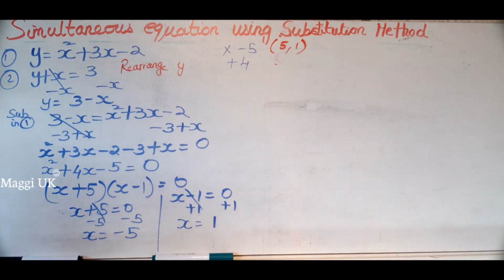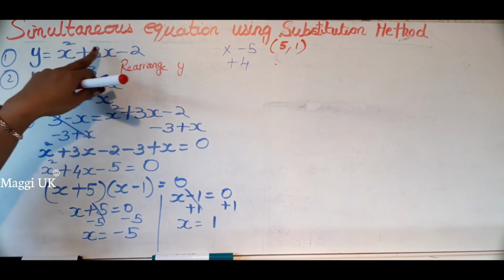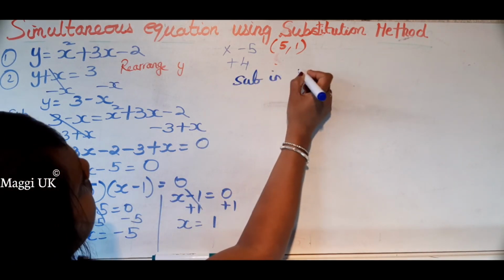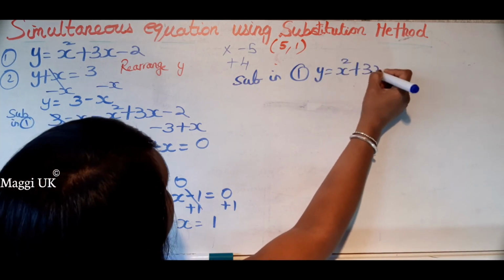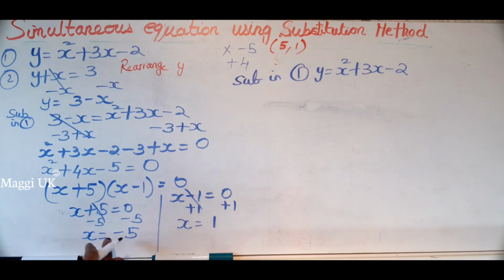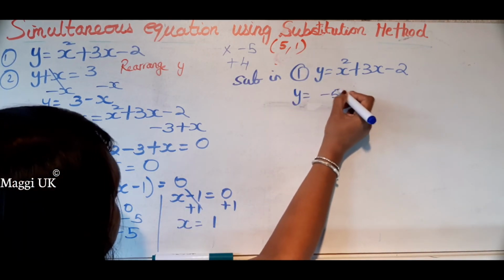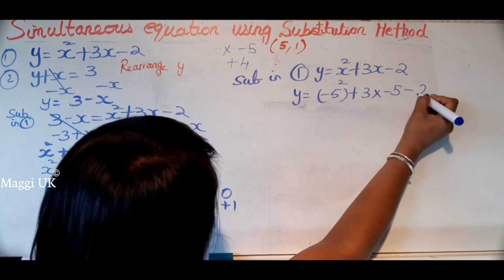Now we got two values for x, and we are going to substitute. Which equation do we substitute in? It's better to substitute in the first because in the other we have y plus x, and we can't do this, so it's easy to do in the first one. I'm going to substitute in the first equation, which is y equals x squared plus 3x minus 2. So for the first one, x is minus 5, so y is equal to, in brackets, minus 5 squared plus 3 times minus 5 minus 2.